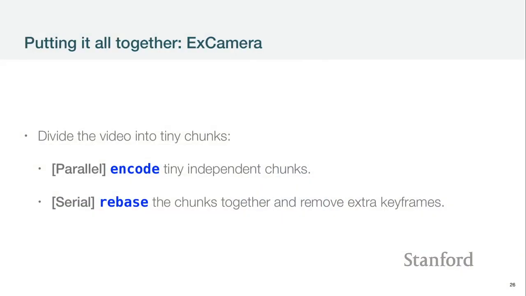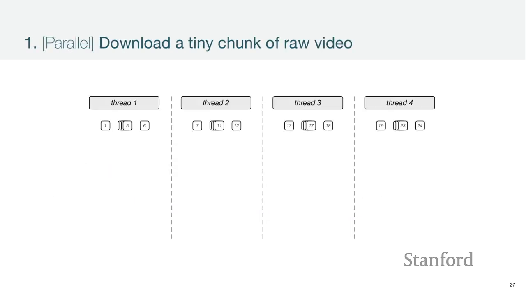So the algorithm we have here is to try and do as much as possible in parallel, and then do that rebasing, which is a sort of linear step, at the end in serial, but that's supposed to be a cheap thing. So we have the parallel step where we encode the tiny independent chunks, and then a serial step where we erase the extra keyframes and thread it all together, so we end up with a playable video that doesn't have a lot of keyframes, even though it was encoded mostly in fine-grained parallelism. So I'll show you what that looks like.